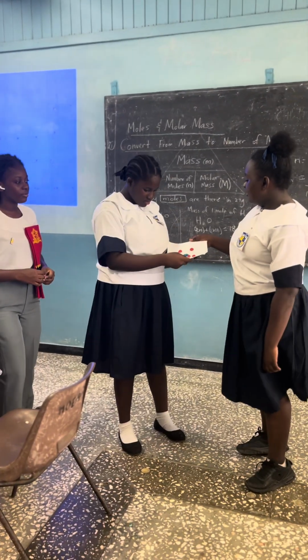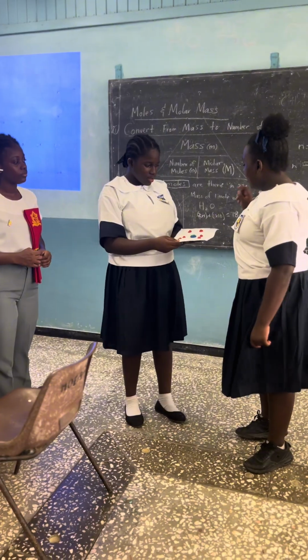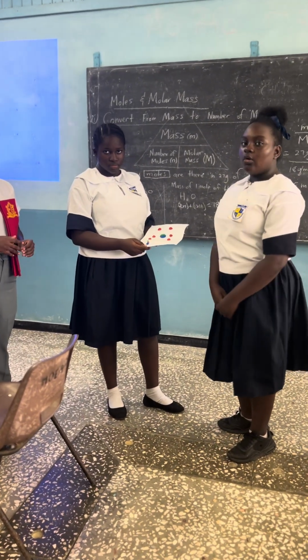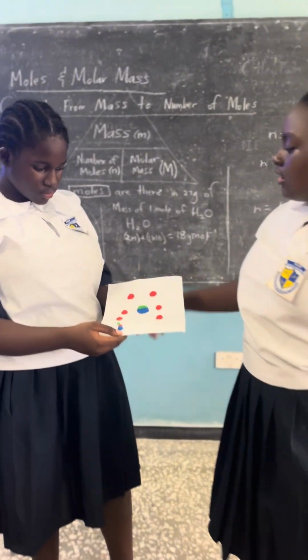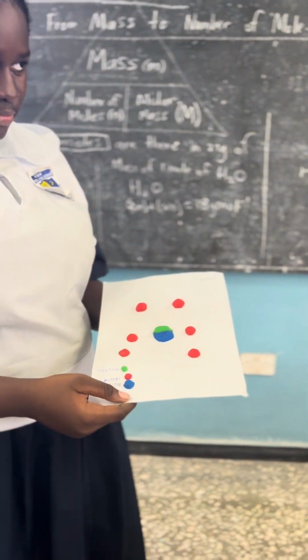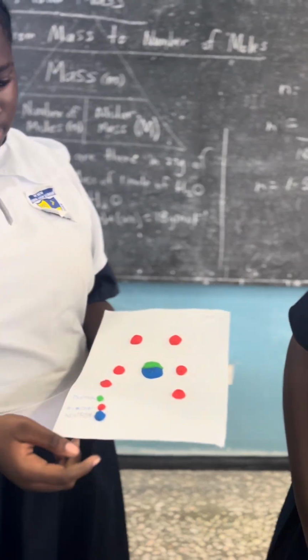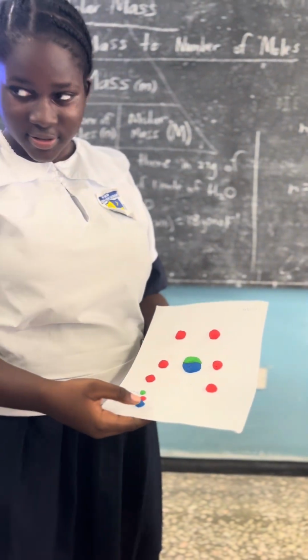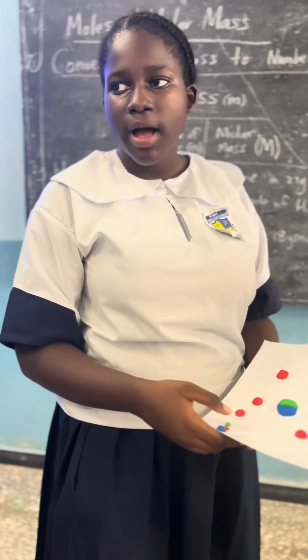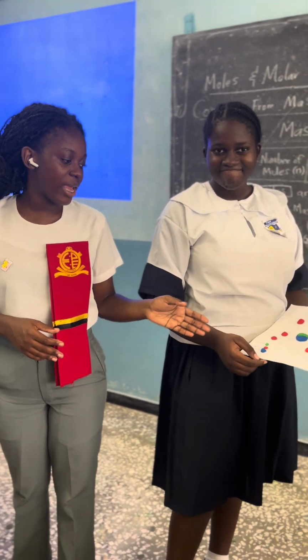Explain what you have there. We made a carbon atom which has 6 electrons. So we put 2 on the first shell and 4 on the outer shell. Why did you put 2 on the first shell? Because 2 is the max for the first shell. Very good. So you guys see their lovely carbon atom displayed here. Give them a hand. Next group.